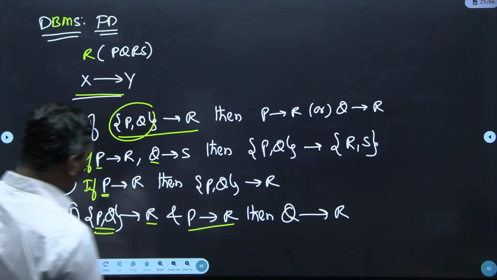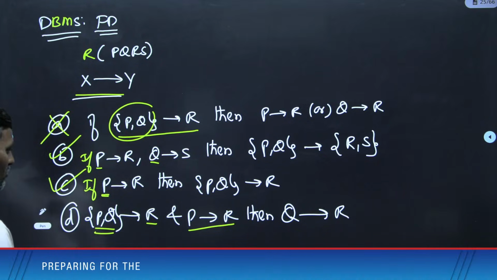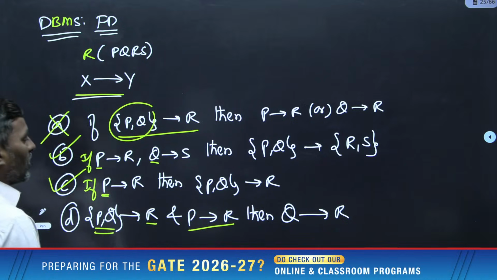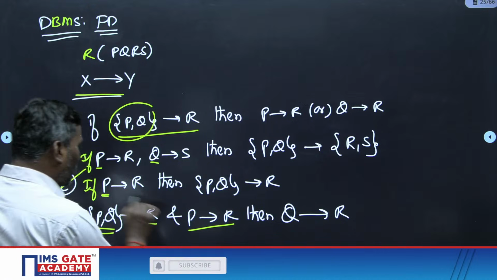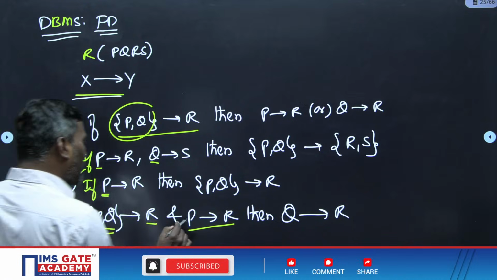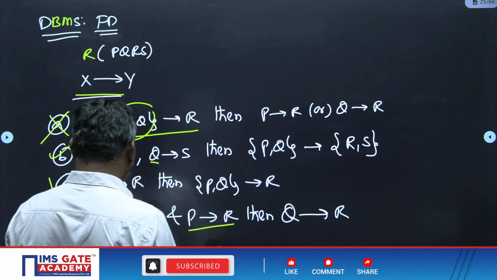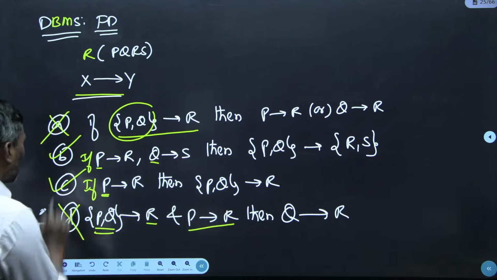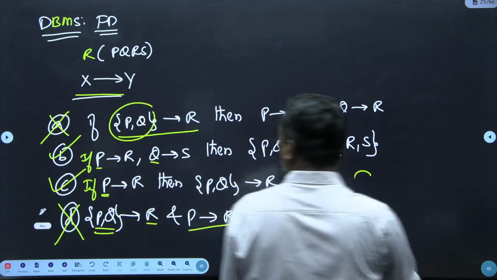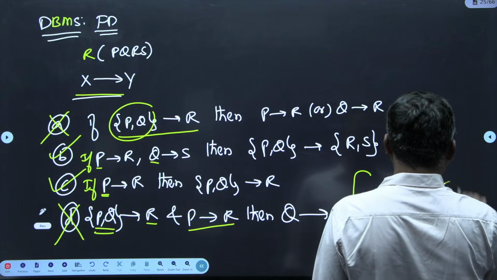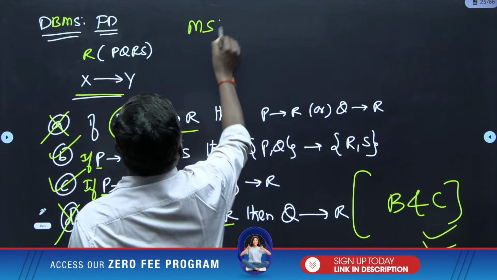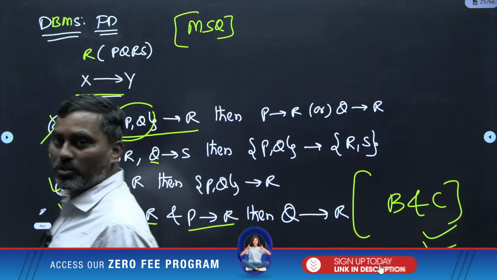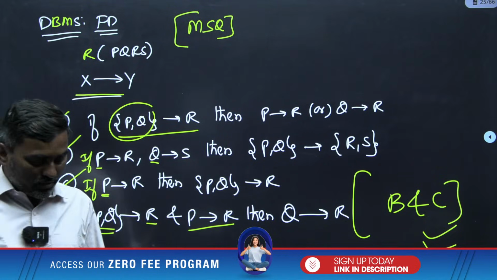So now P determining R is there. But can you compulsorily say that Q determines R? That we don't know. PQ together can determine R, P alone can determine R, but we don't know whether Q will do it or not. This is impossible. So therefore options B and C are right. So this is an MSQ question. This year there were many MSQ questions.